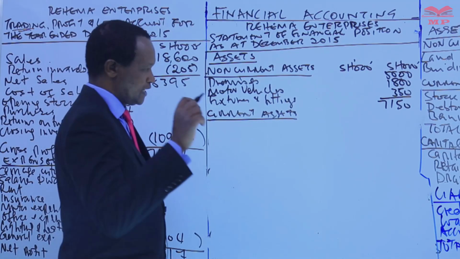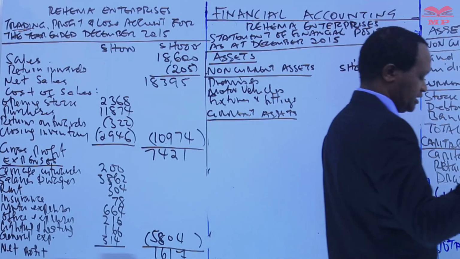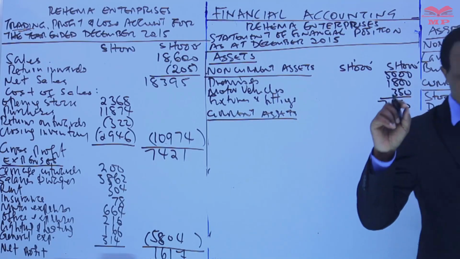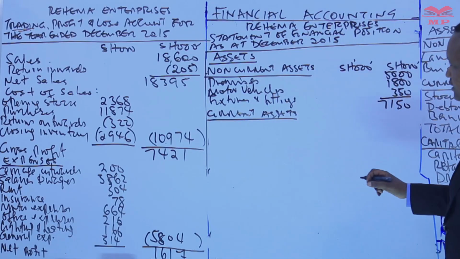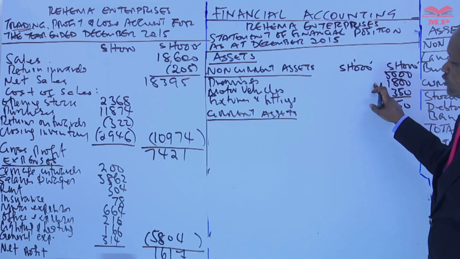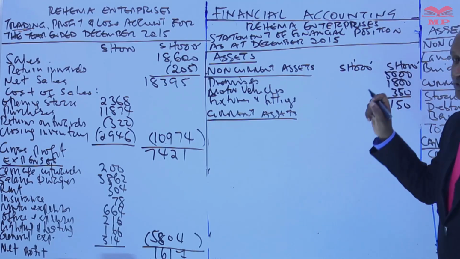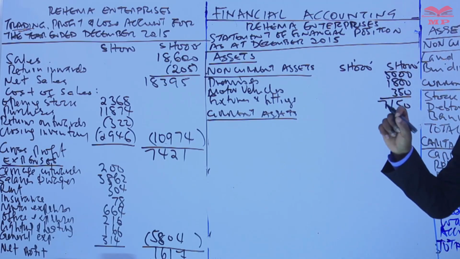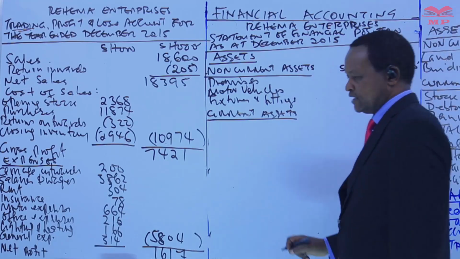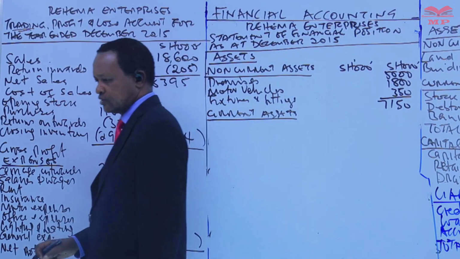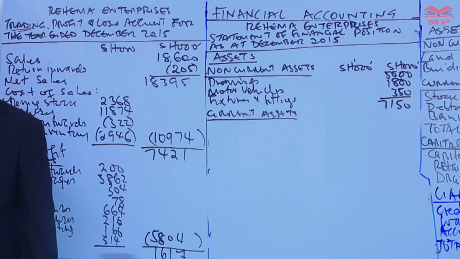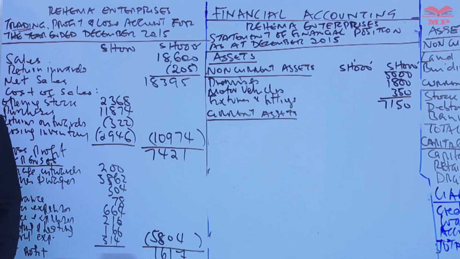All assets, the current and non-current assets, these balances in the trial balance must appear on the debit side. All assets have debit balances. So concentrate your eyes on the debit side. Don't look on the credit side. Just look on the debit side. Give me the current assets.